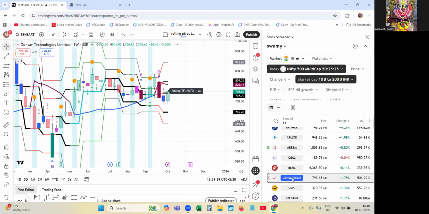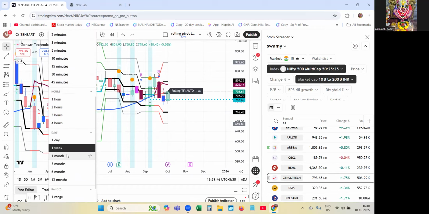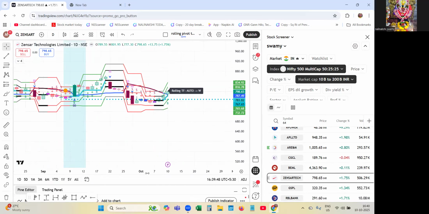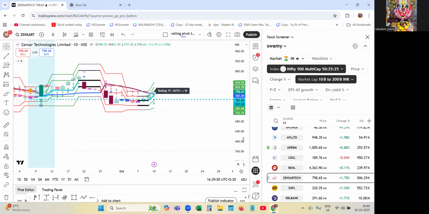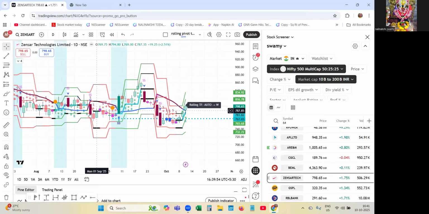So Zensar Technologies, it is not ready. Zensar is not ready, but it will be on the daily pivot. Intentionally, I have taken it. Since it is on and it has made a higher high and double bottom here and is showing reversal, you can consider this Zensar Technologies.